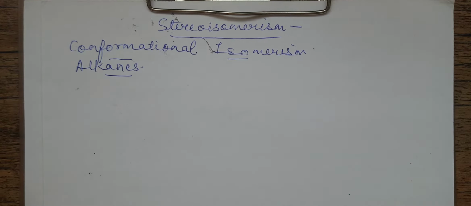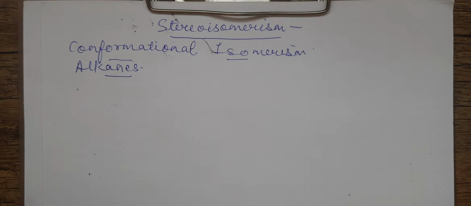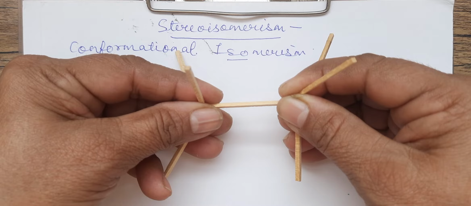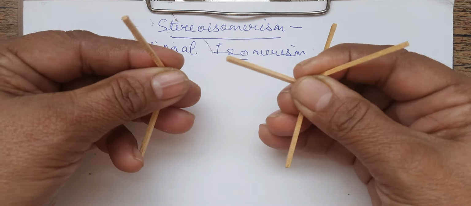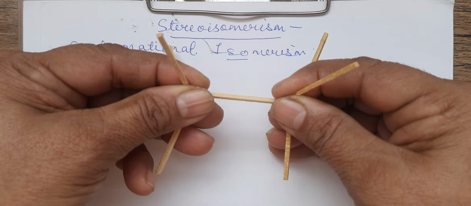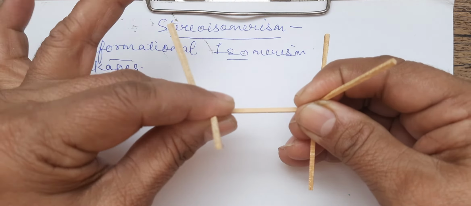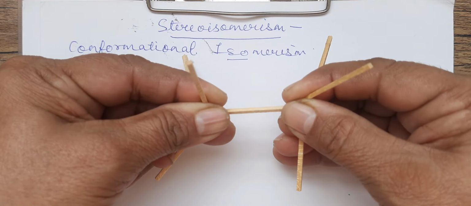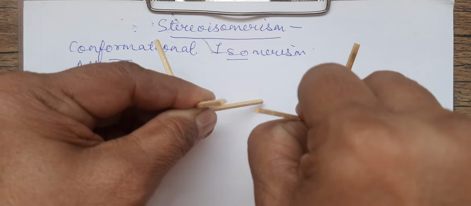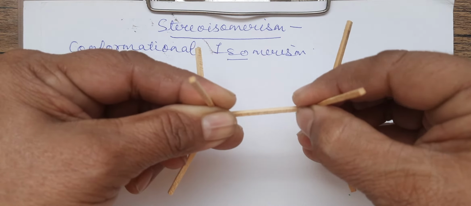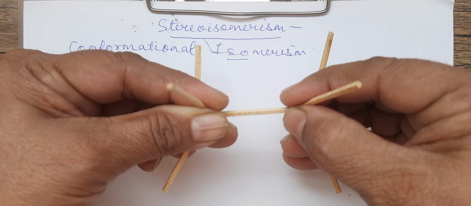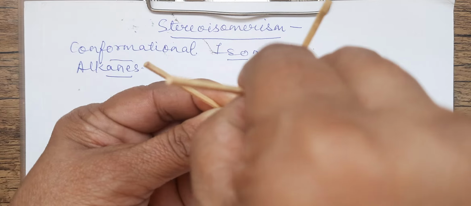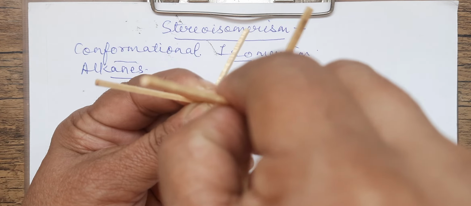Like for example, I will explain it. Let me show you. Suppose I take ethane. I'm just holding these sticks to explain ethane. See, this center is one carbon, this center is another carbon, and these terminal ones are hydrogen atoms. In this particular position, you are able to see that the hydrogen atoms of both the carbons are in the same direction. All the hydrogens are in the same direction. If I hold it like this, they are exactly overshadowing each other.